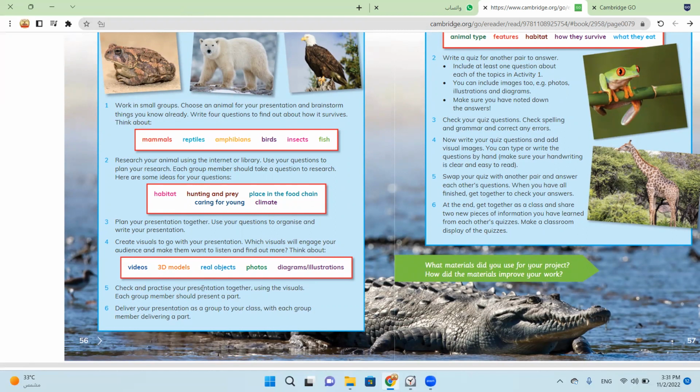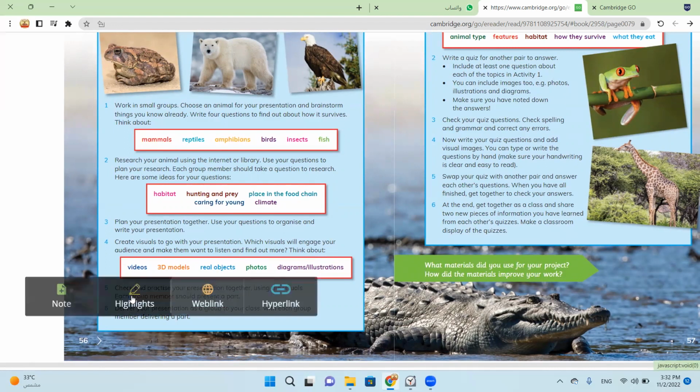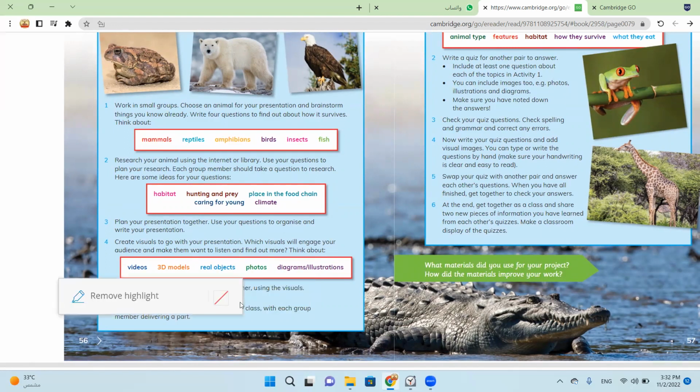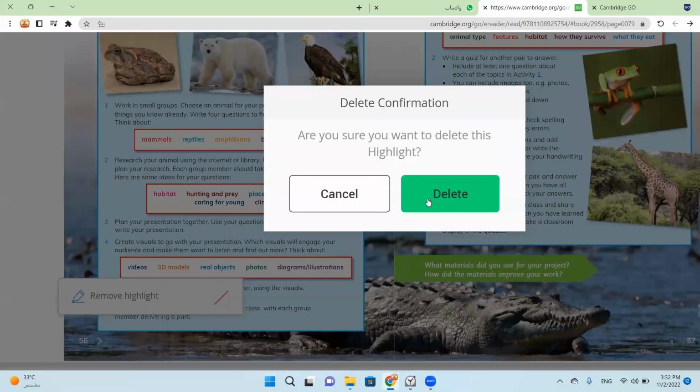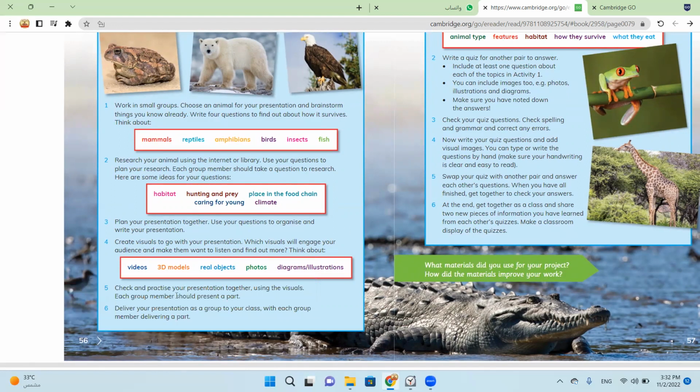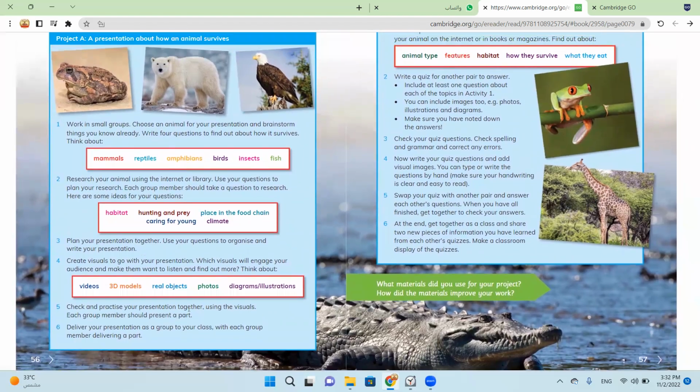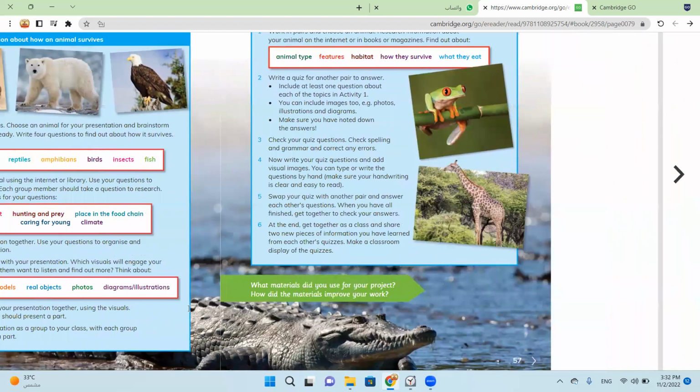Number 5, check and practice your presentation together using the visuals. Each group member should present a part. All right, so this is a group project that you can do. It's a group project, and you can give a part to each group member. Finally, deliver your presentation as a group to your class, with each group member delivering a part.